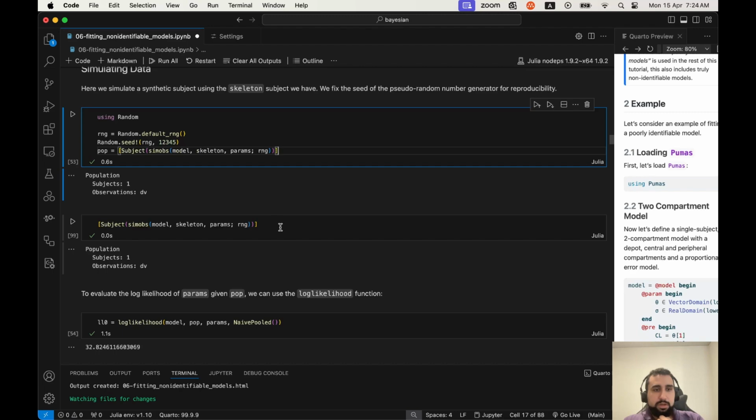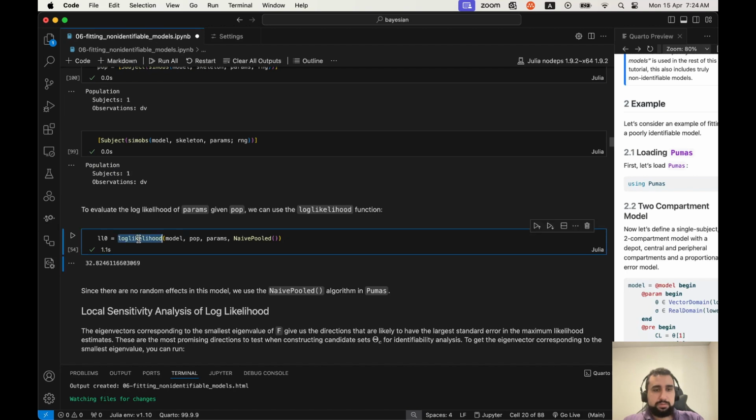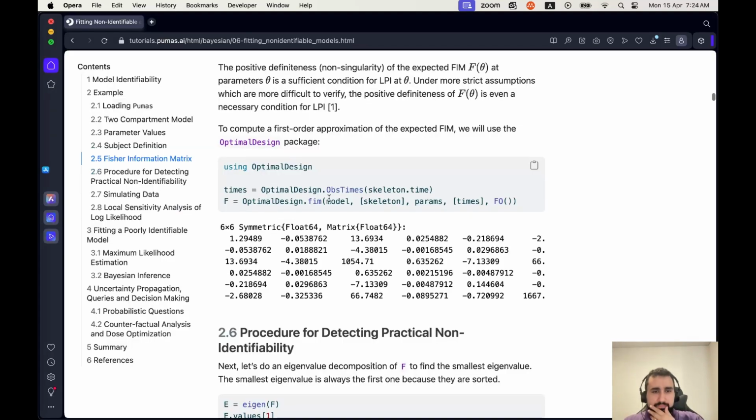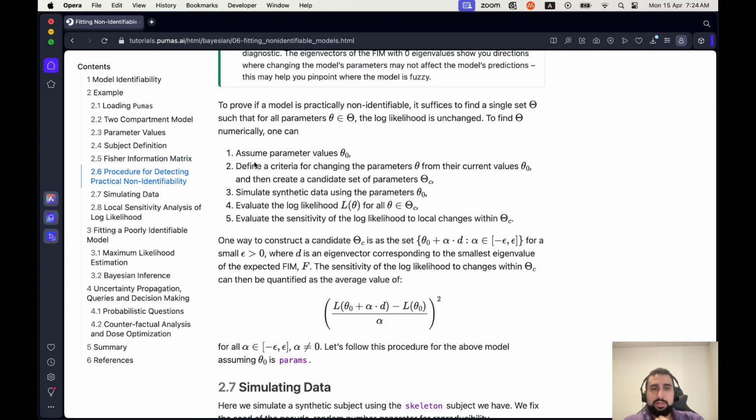Okay, so hopefully that is clear. So let me redefine this. And next, what I'm going to do is use the log likelihood function to get the log likelihood of this synthetic population. So let's go back to our multi-step procedure for detecting non-identifiability.